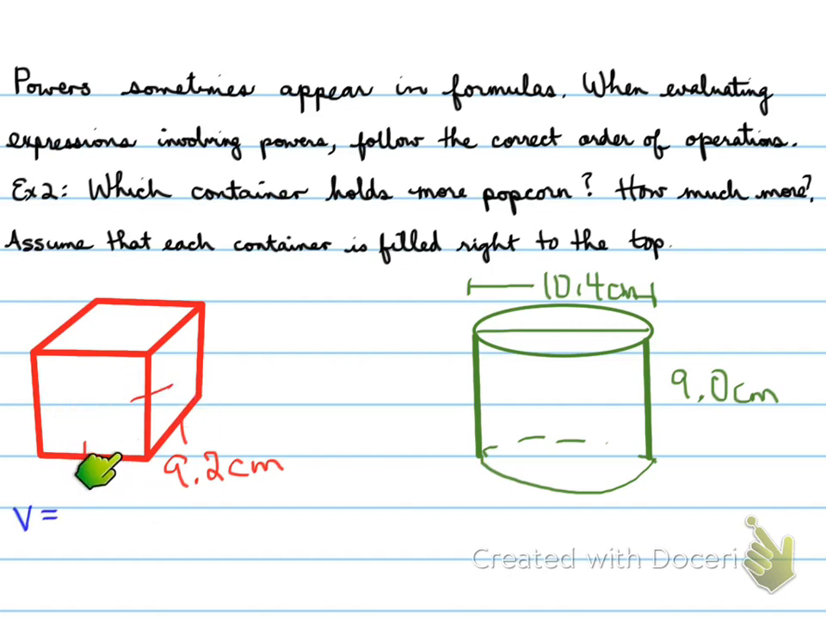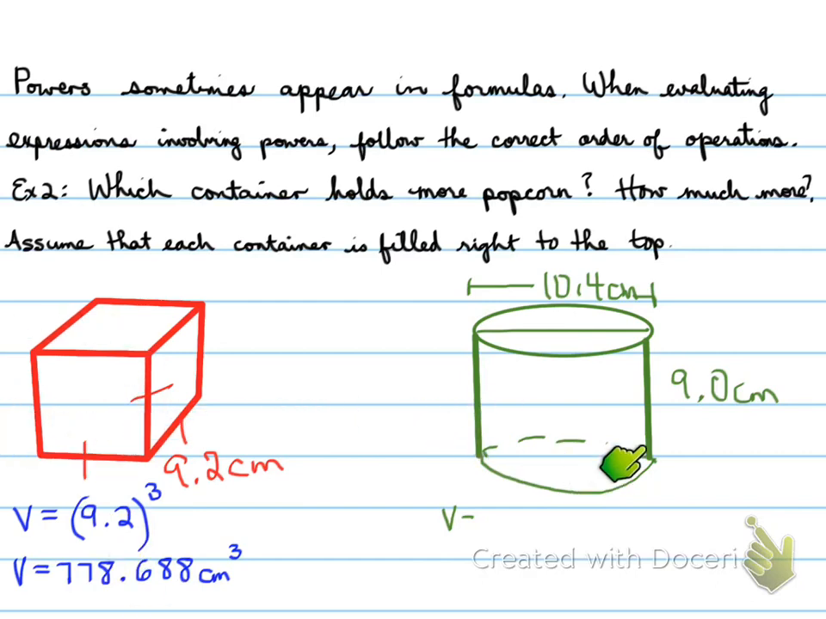Well, for a cube, it's just length times width times height, basically 9.2 cubed. The same number multiplied by itself, 3 to the power 3. Now that means when we plug 9.2 to the power 3 in your calculator, you get a volume of 778.688 centimeters cubed. Again, that's the units for the cube.